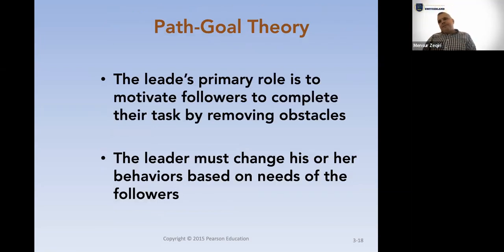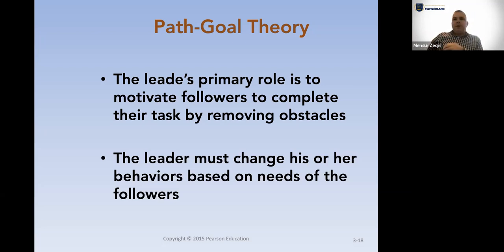And then we have the path goal theory of leadership, which was developed around the early 1970s. According to this theory, the role of the leader is to clear the path that subordinates use to accomplish goals. So the leader is there to motivate the followers to complete their task by removing obstacles. Leaders are there to remove these obstacles in order to ease the job of employees to accomplish their goals.